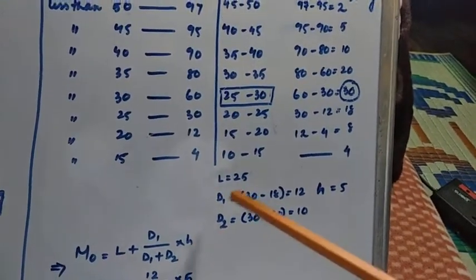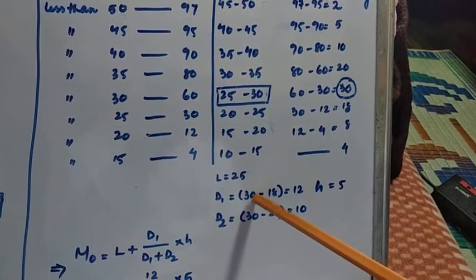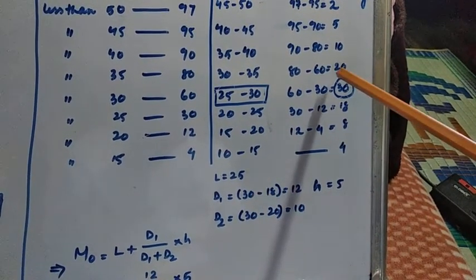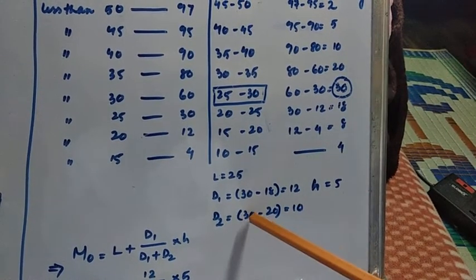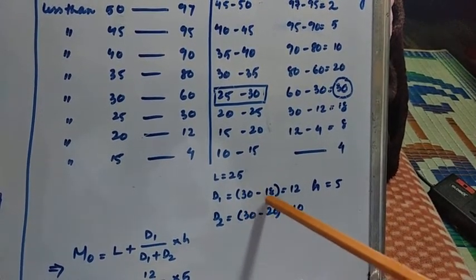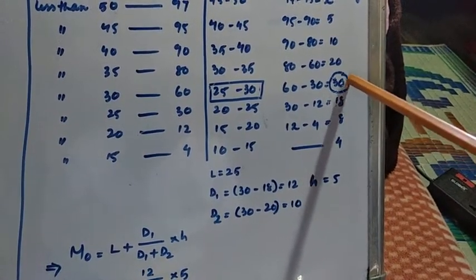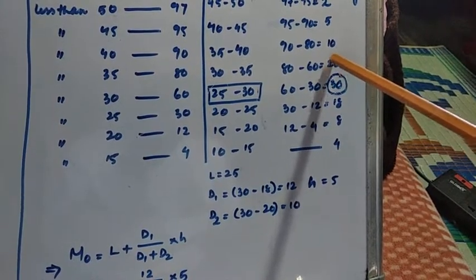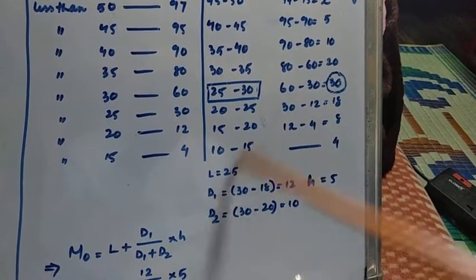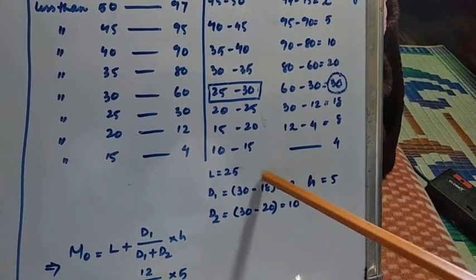Don't get confused with D1 and D2. D1 is the difference between the modal class frequency and the frequency preceding the modal class, and D2 is the difference between the modal class frequency and the frequency succeeding it. 30 is the modal class frequency. So D1 is preceding, D2 is succeeding, with the differences.